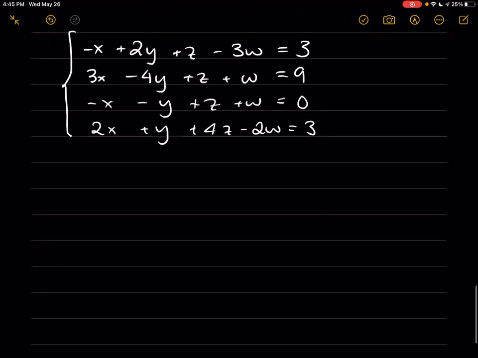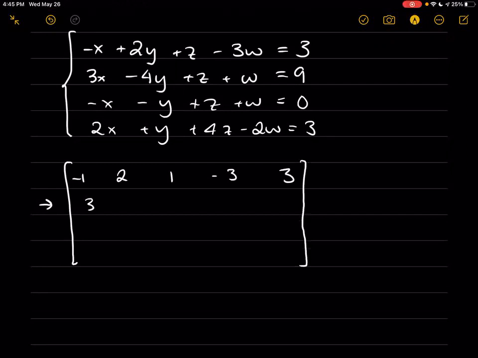So let's go ahead and write down our augmented matrix. We get a -1, 2, 1, -3, 3. And then a 3, -4, 1, 1, 9, -1, -1, 1, 1, 0. And lastly, we get a 2, 1, 4, -2, 3.